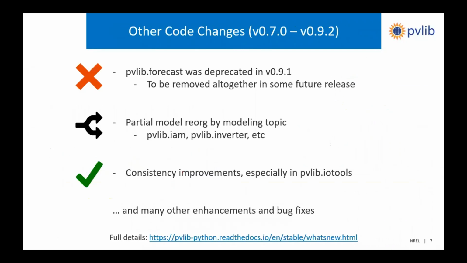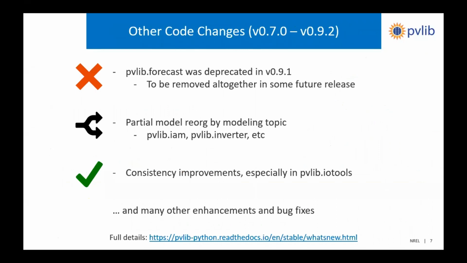Wrapping up the code changes here, we made the difficult decision to deprecate the PVLib.forecast module. So we're not going to be doing a whole lot of maintenance on it moving forward, and at some future release, it'll be removed entirely. We did some reorganization, whereas the PV system module was a little bit of a dumping ground for anything related to PV modeling. We've split that out into more topic-focused modules just to make things a little bit easier to maintain and find as a user.